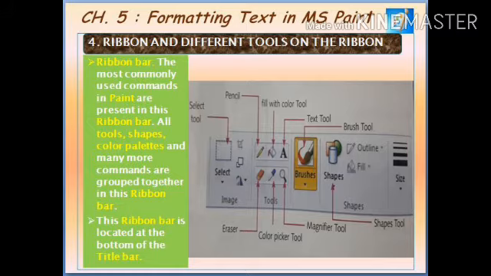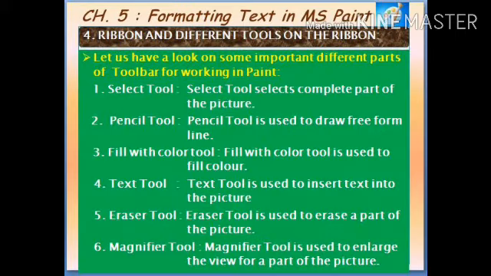Move to our next topic, ribbon and different tools on the ribbon. What is ribbon bar? The most commonly used commands in Paint are present in this ribbon bar. All tools, shapes, color palettes and many more commands are grouped together in this ribbon bar. This ribbon bar is located at the bottom of the title bar. The picture of different tools on the ribbon are shown here. Let's have a look at some important different parts of the toolbar for working in Paint.